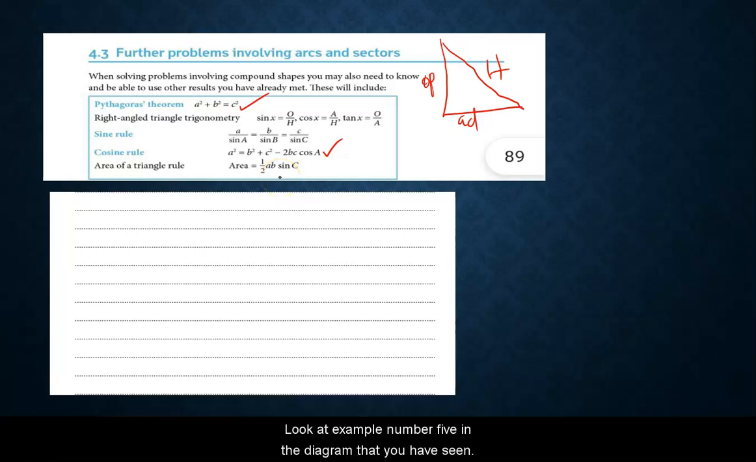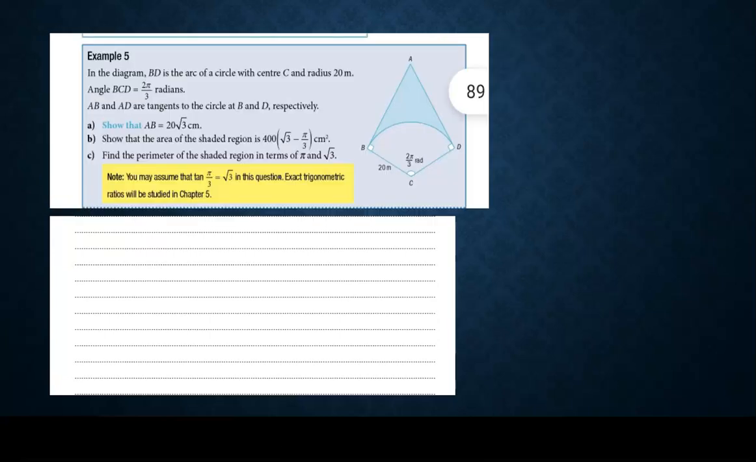Look at example number 5. In the diagram that you have seen, BD is the arc of a circle with center C and radius 20 meters. You can see 20 meters. Angle BCD is given as 2 pi over 3 radians, right?